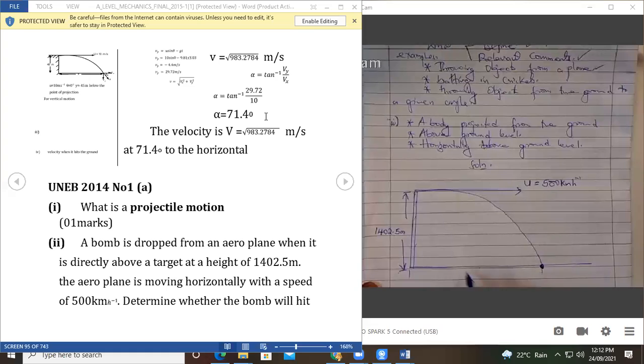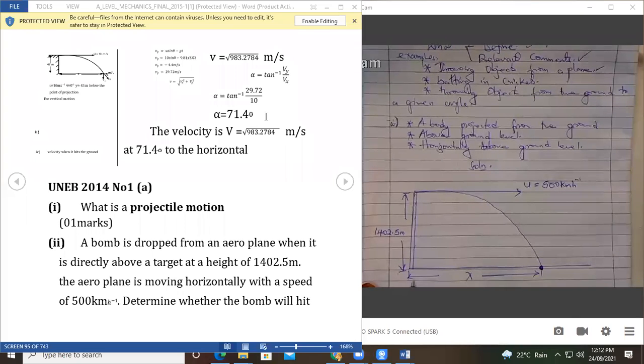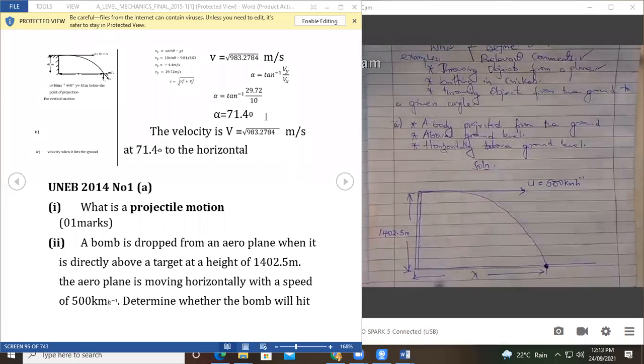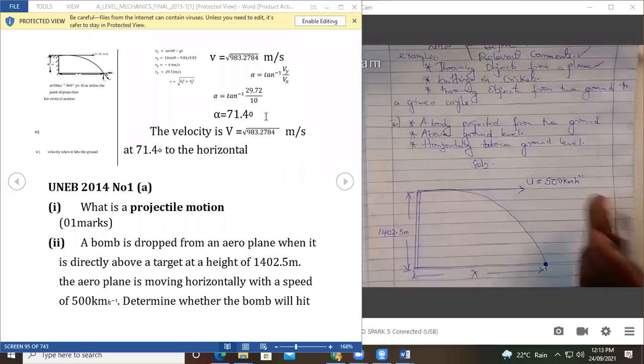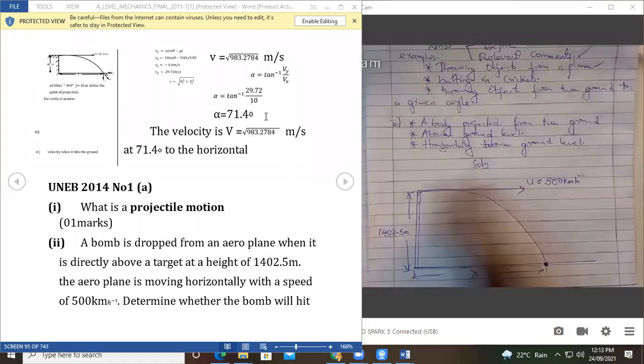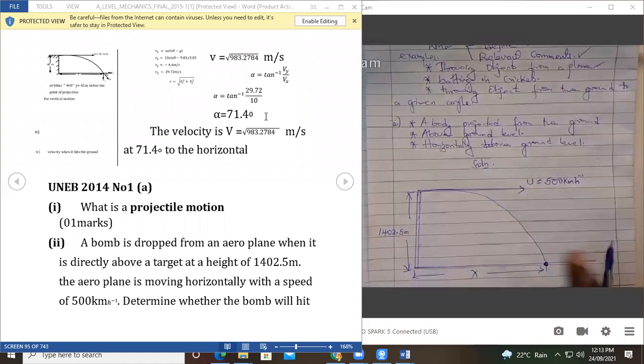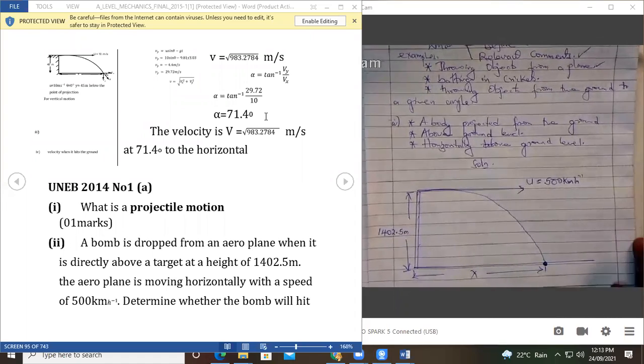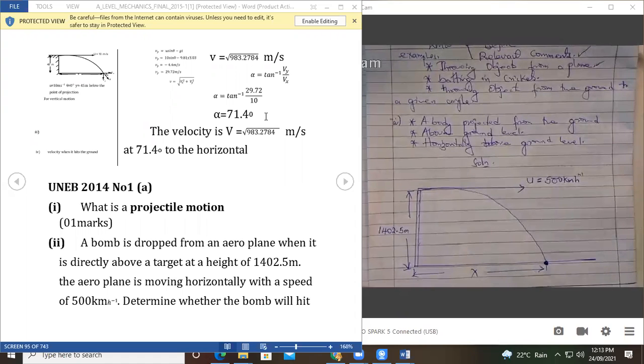So you need to know this horizontal distance, x. That's the only thing you need to know whether it's going to hit the target or not. This is what we call the maximum range, or the maximum horizontal distance, because when you go beyond this, this is the target. So you must calculate for me this distance.